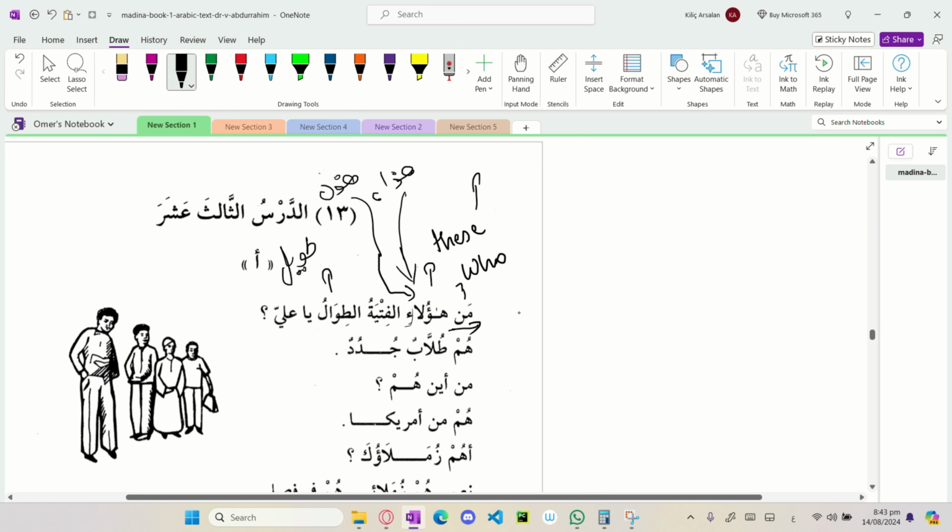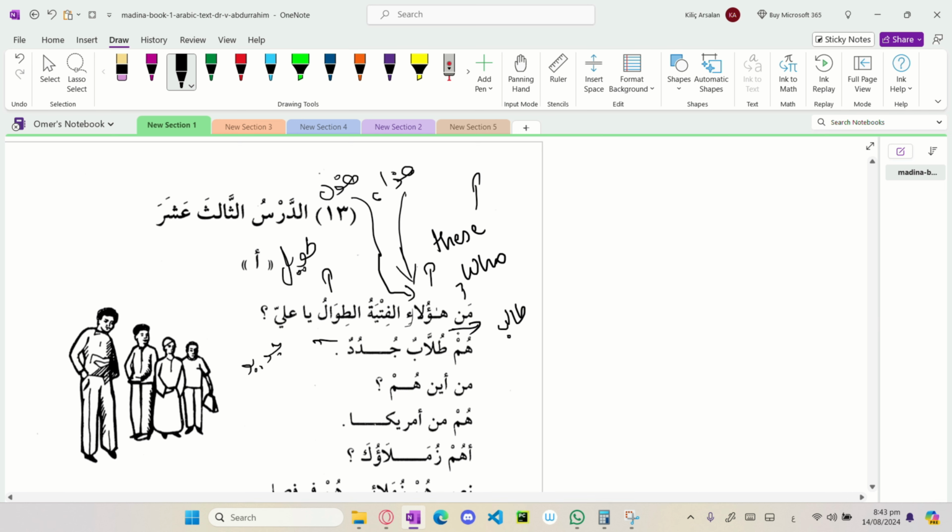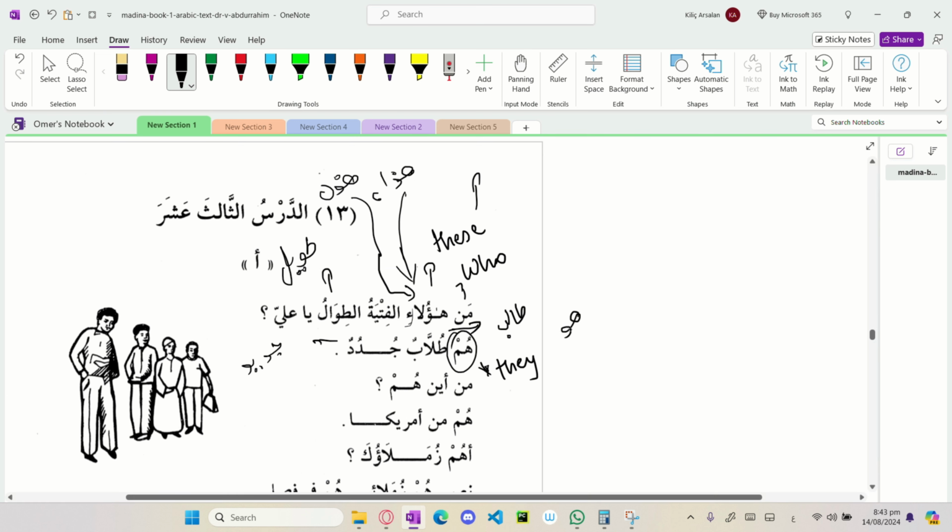Tullab is the plural of talib, which means student, and judud is the plural of jadid, which means new. Sorry, they are new students. So hum means they. The plural of huwa is technically hum. And the الضمير المتصل will be hum too.